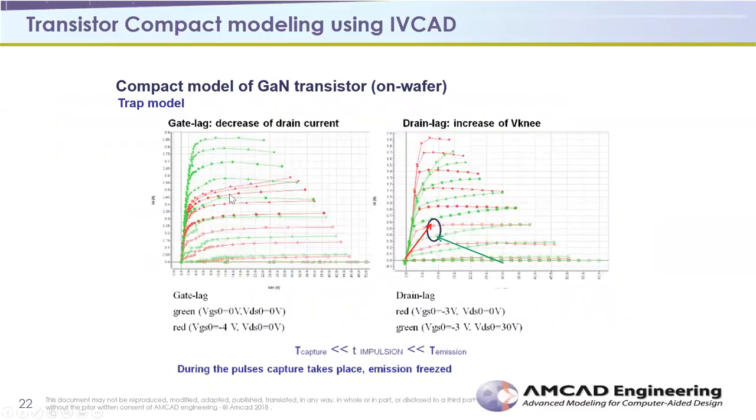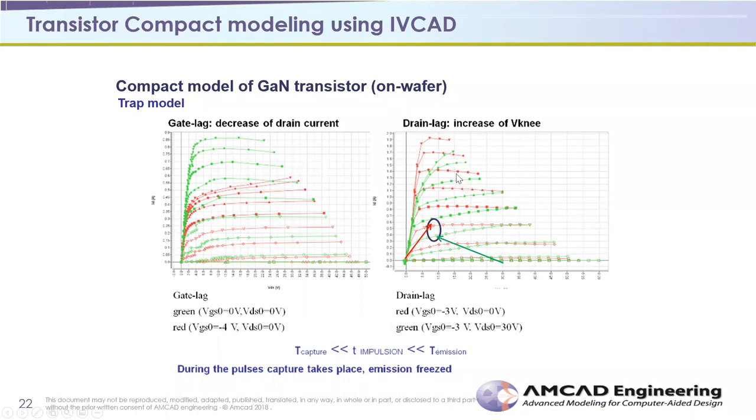For example, we see here the green, which is an IV curve that was generated from a bias coefficient of 0, 0. And then in red, we have another IV curve that was generated with a bias coefficient at VGS of -4 and VDS equals 0. So we see the effect of the current collapsing here. And this is the gate lag that we can characterize.